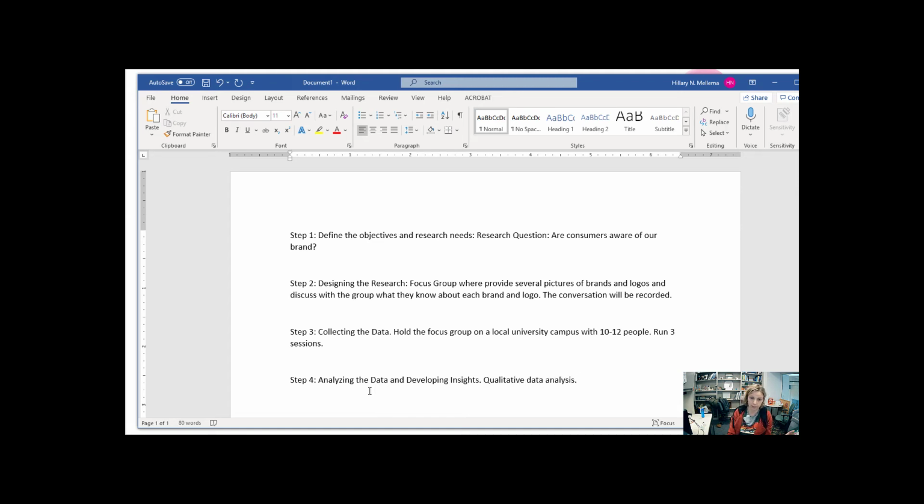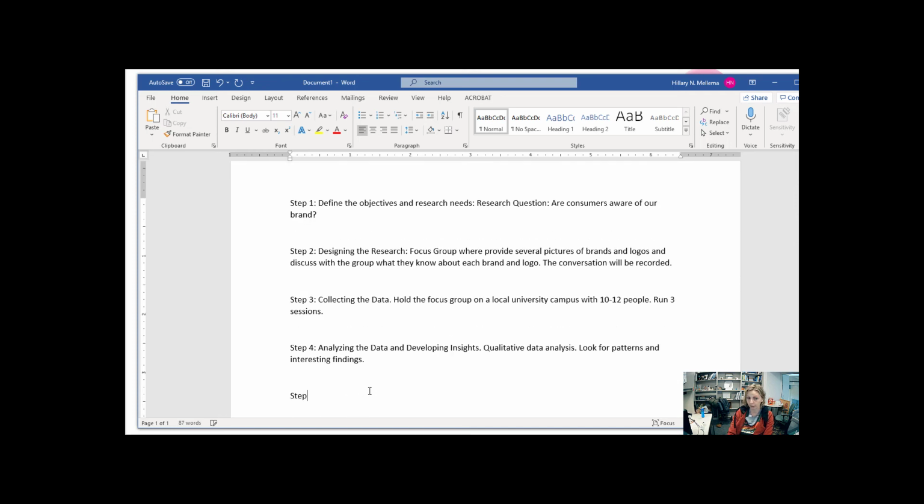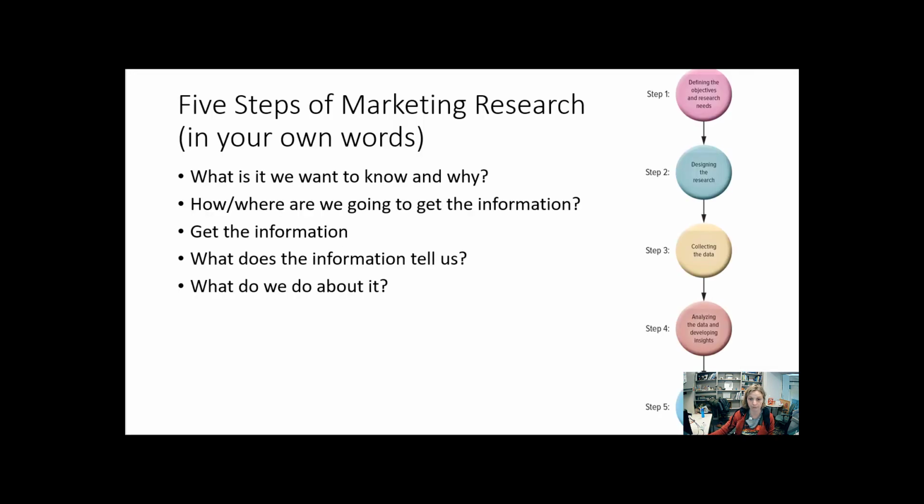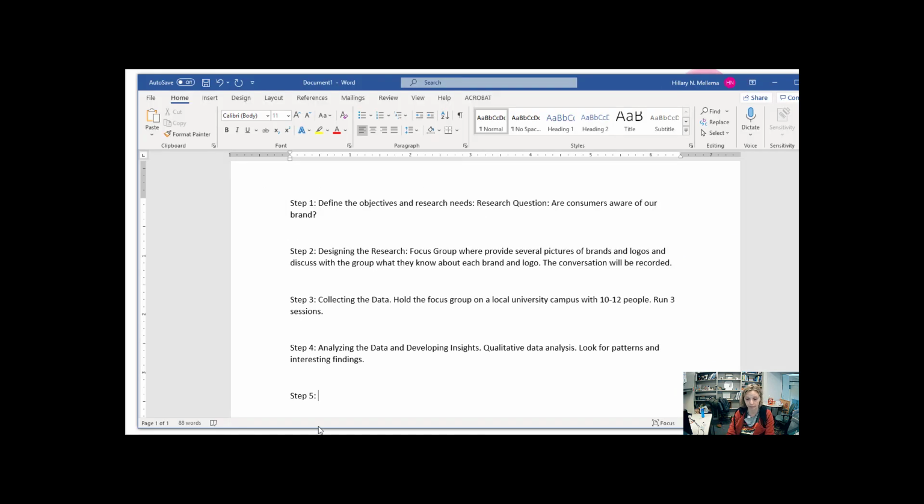If you are in a stats class, you might know the difference between qualitative and quantitative data analysis. You might be looking for means, you might be using an ANOVA, you might be using a regression. Really what we're going to do here is look for patterns and interesting findings. That's how I'm going to answer that. In a future class, you would be expected to answer that a little more in depth. Step 5, developing and implementing an action plan.